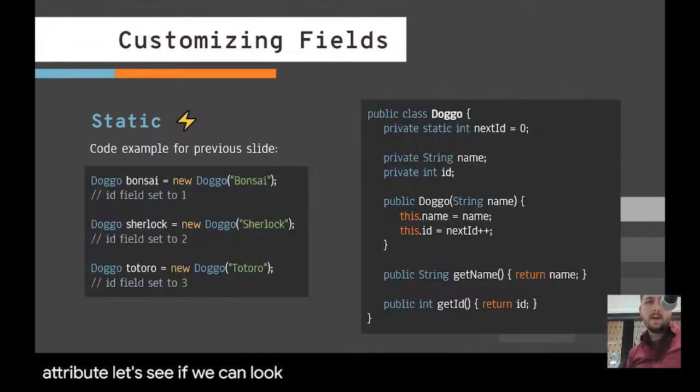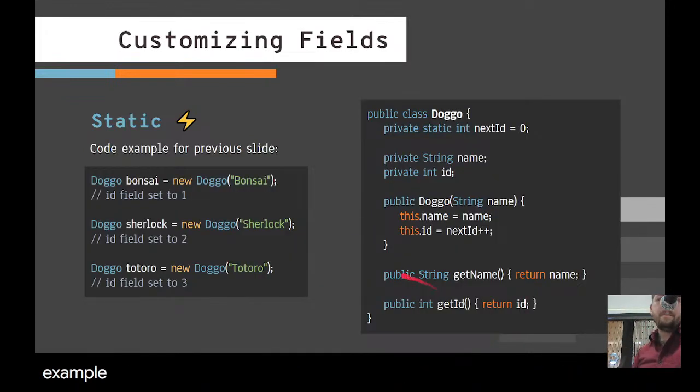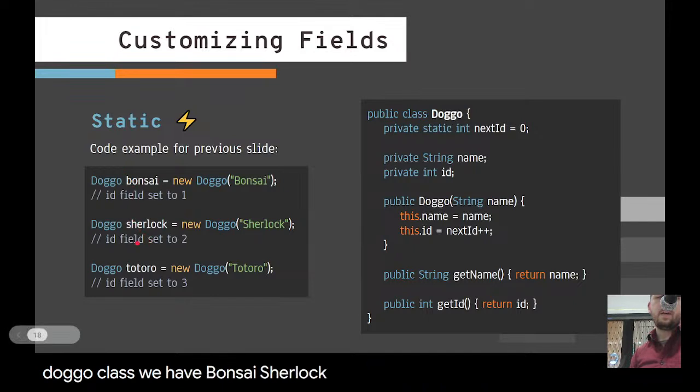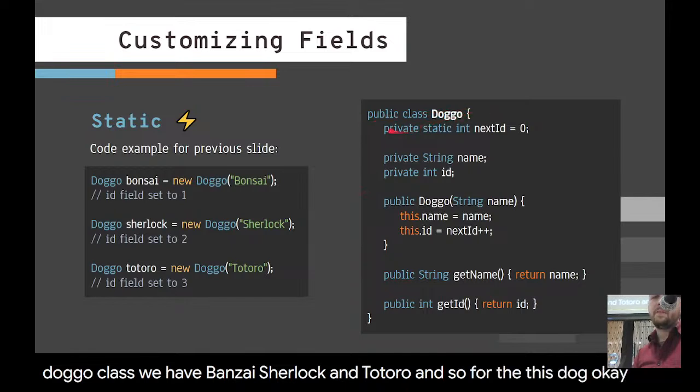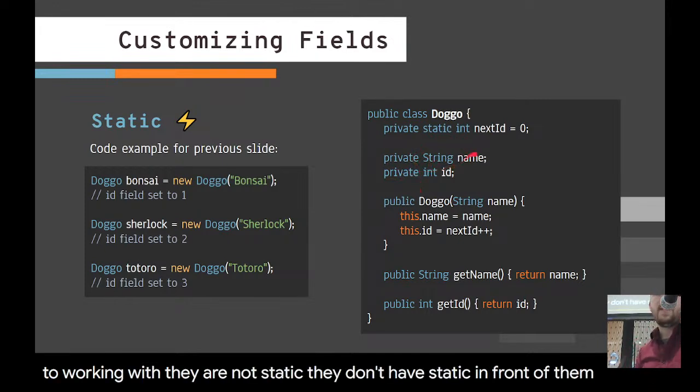Let's see if we can look at a code example of this. So conceptual, and then we have a code example. This right here is the doggo class. This right here are instances of the doggo class. We have Bonsai, Sherlock, and Totoro. For this doggo class, at the very top of it, we have our nextID static. Notice the static customization right here. And then we have two normal fields that we're used to working with. They are not static. They don't have static in front of them. We have name and ID.